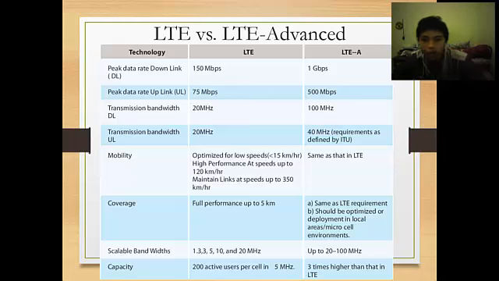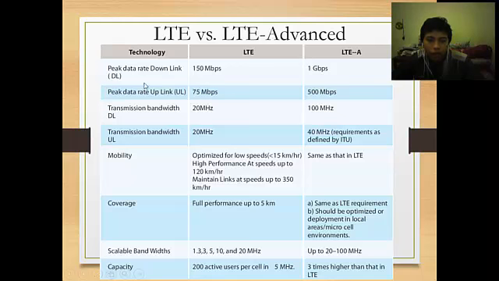This is a comparison between LTE and LTE Advanced. Number 1 is peak data rate downlink. On LTE, the downlink is 150 megabit per second. But in LTE Advanced, it is a higher downlink. The downlink is 1 gigabit per second.